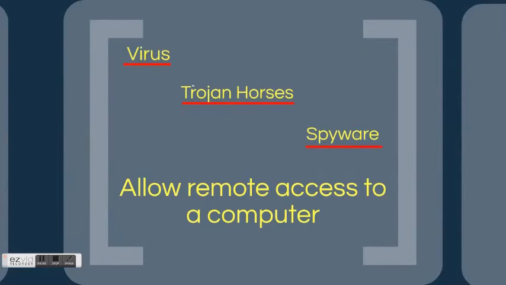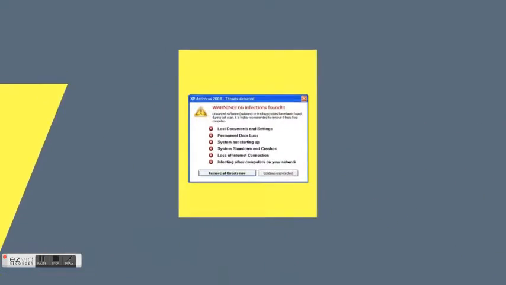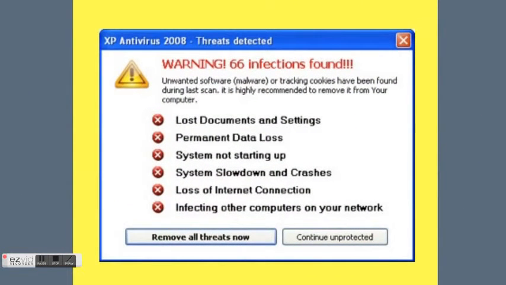Viruses, Trojans, and spyware are a few forms of malware that allow for remote access to a computer. Now, what are viruses? A virus is a computer program that replicates itself and spreads from computer to computer. Stalkers may try to damage the victim's computer by sending viruses.